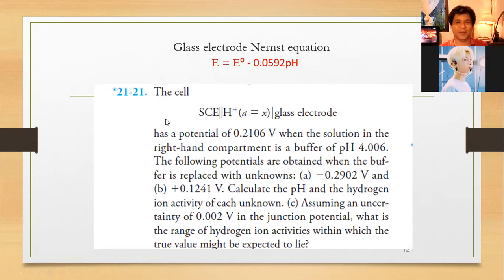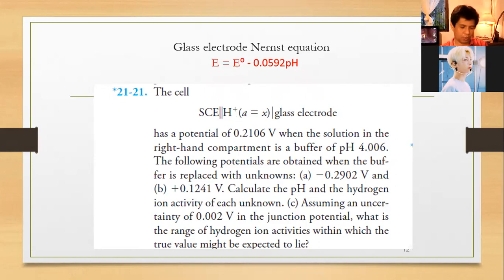Anyway, the cell, so this is the SCE, SCE has a potential of 0.2106 volts. When the solution in the right-hand compartment is a buffer, the pH is 4.006. So ito yung pH na yun. Tapos yung kanyang potential, ito yung E. So with this first pair of data na given, ika-calculate nyo lamang yung E naught. So just use your calculator tapos shift solve.